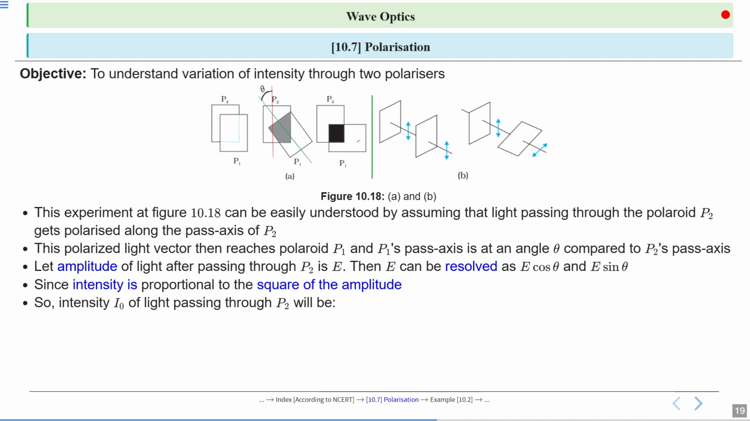Now, what does this mean for the intensity of light passing through P2? We denote this intensity as I naught. I naught is proportional to the square of the amplitude. Since intensity is proportional to the square of the amplitude, the intensity passing through P2, that is I naught, will be proportional to E squared, where E is the amplitude of light passing through P2.